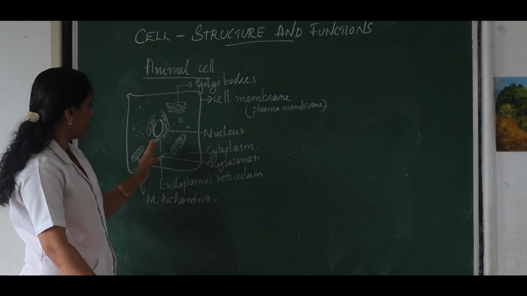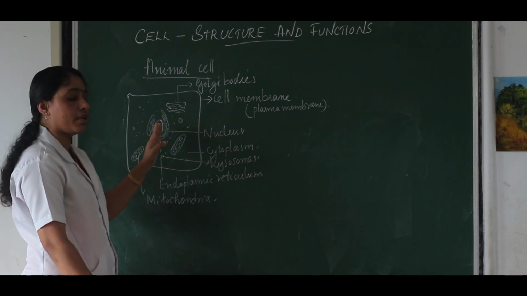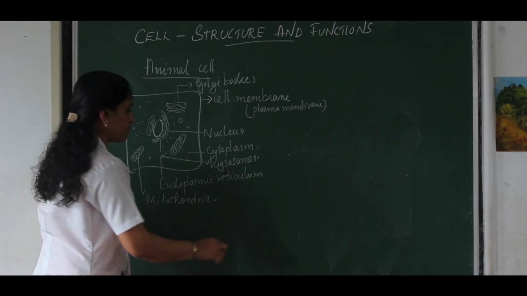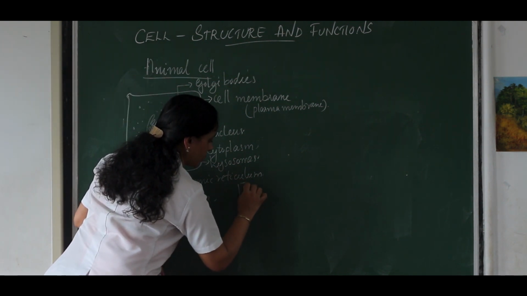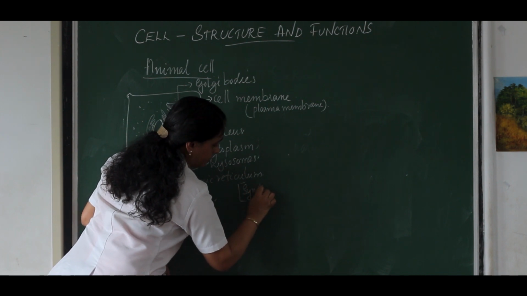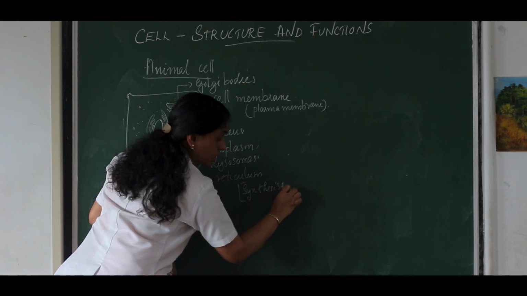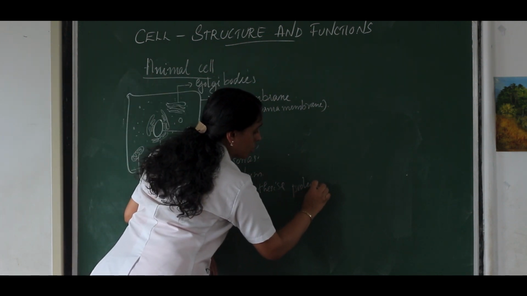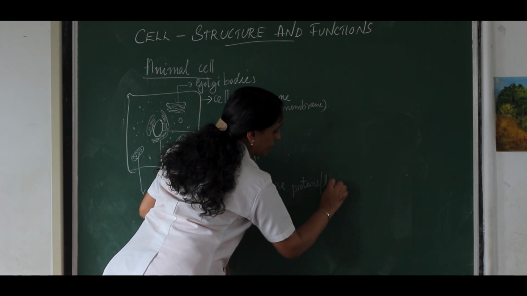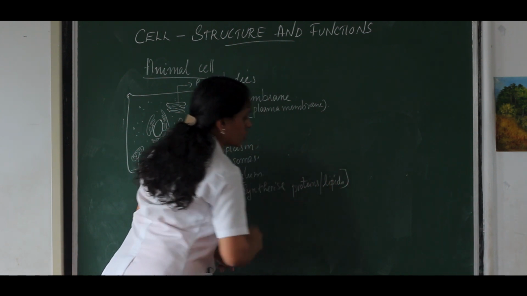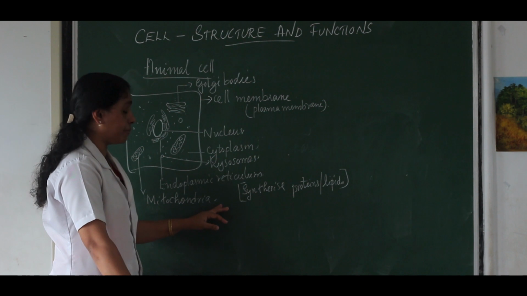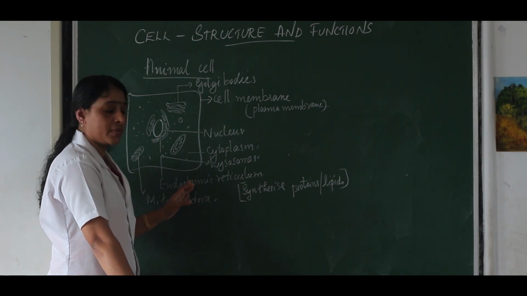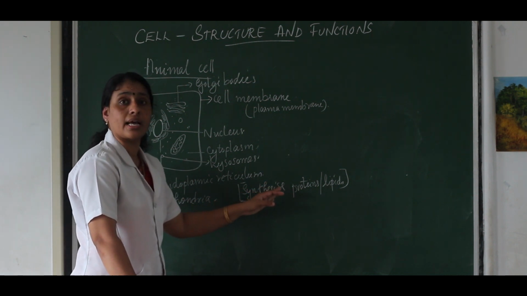Okay, and near the nucleus, you can see tubular structures. They are known as endoplasmic reticulum, and its main function is to synthesize or produce two kinds of biomolecules called proteins and lipids. It helps to produce proteins and lipids inside the cell. So the main function of endoplasmic reticulum is to synthesize proteins and lipids.